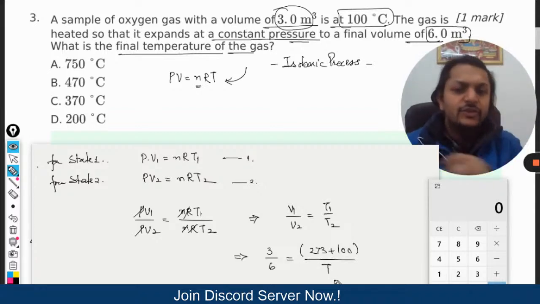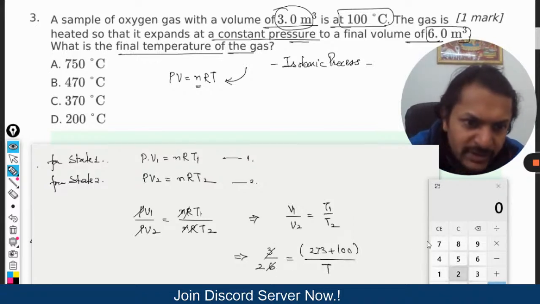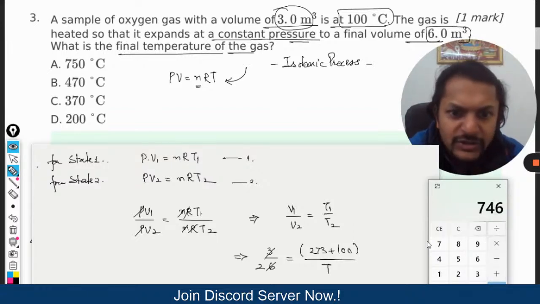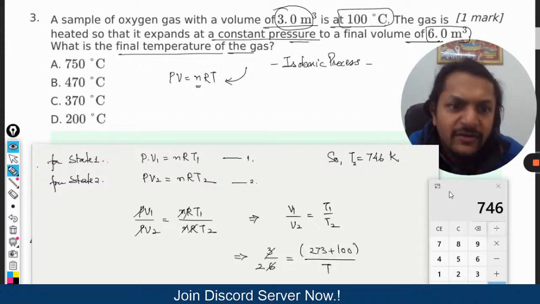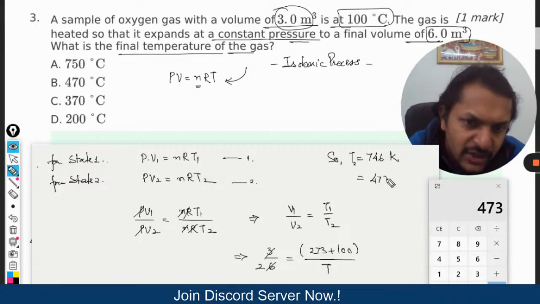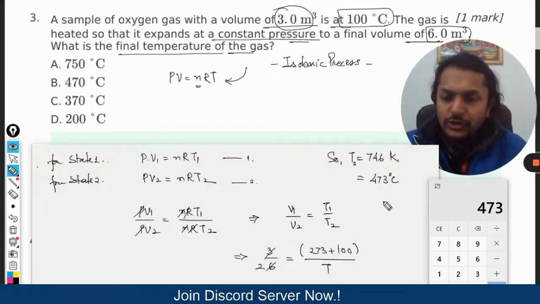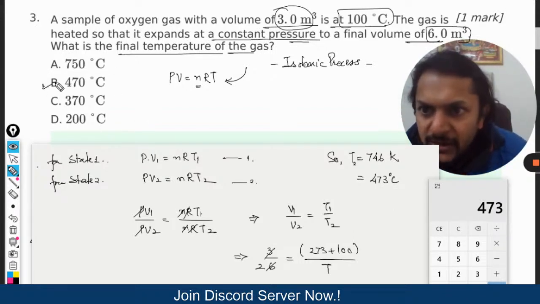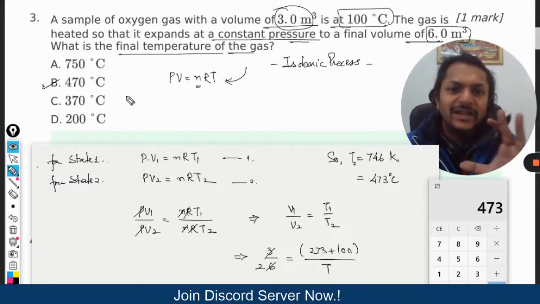And now we need to find T here. So 2 will be multiplied here. So our answer will be 373 multiplied by 2, that is 746. So in Kelvin, our second temperature will be 746 Kelvin. Now minus 273, the answer will be 473 degrees centigrade. Now we are moving to the options given here. B is the nearest option, that is 470 degrees centigrade. So this is how we do this question.